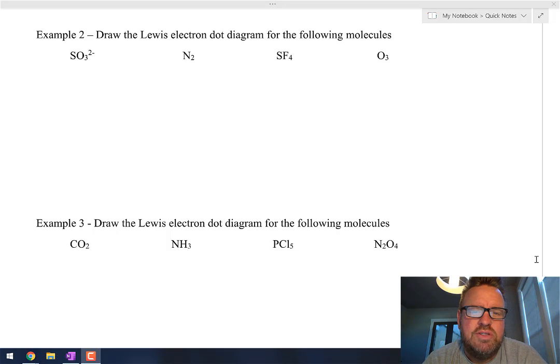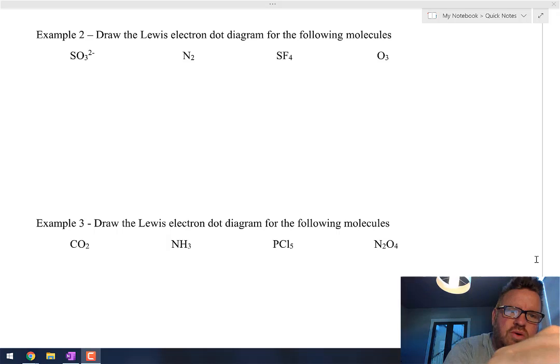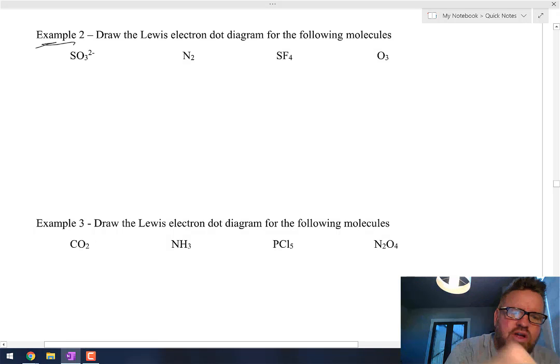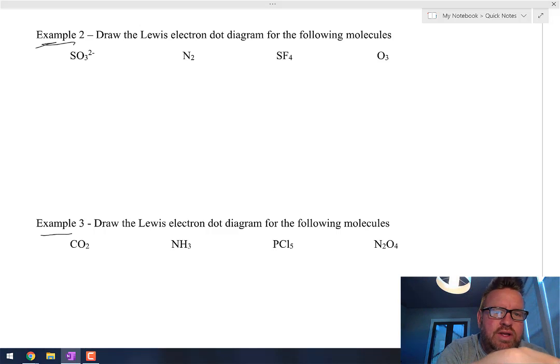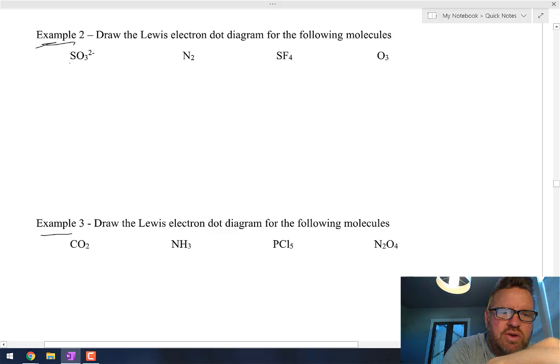Okay, here's some more examples on how to draw Lewis electron dot diagrams. So I'm going to do all of example 2 together, and then I'll go to example 3, and we'll do those ones together as well. So remember, step number 1 is count the valence electrons for the whole molecule.